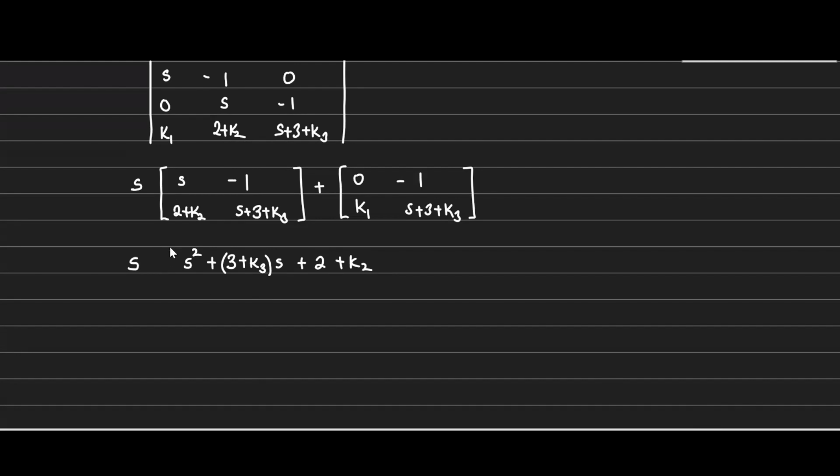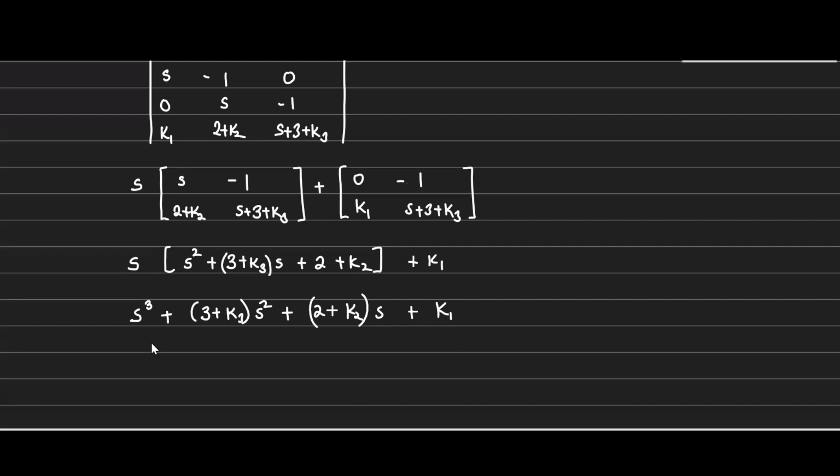So let us multiply that. When it comes to this matrix, this one multiplied by that will be 0, and then minus this multiplied by that, negative K1, that is positive K1. So we can now expand this. This will be S cubed plus 3 plus K3, S squared plus 2 plus K2, S, and then plus K1. As you can see, we get the third order equation.